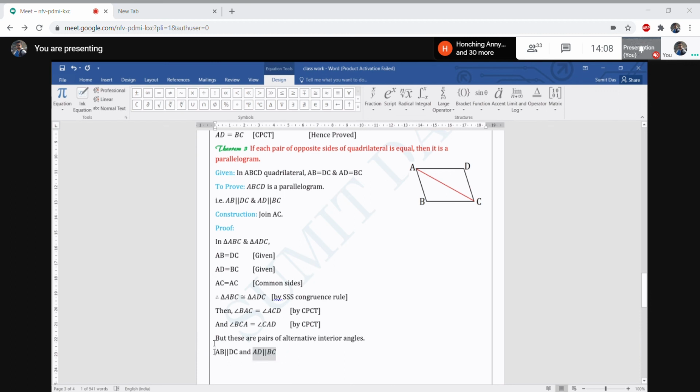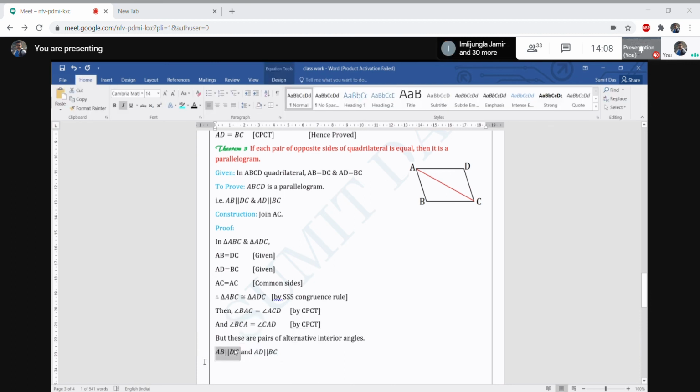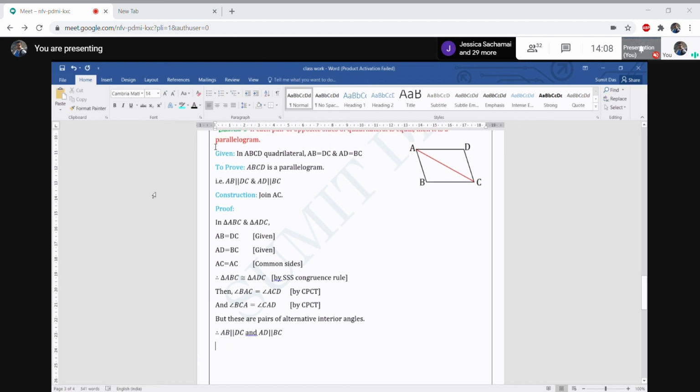Therefore, look, we proved AB parallel to DC and AD parallel to BC. Then we have to write, hence, ABCD is a parallelogram. Okay, fine. So this is the proof.